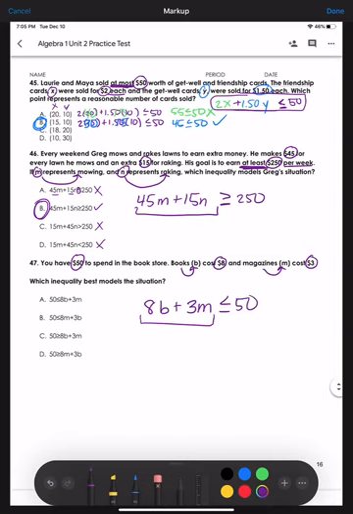So 8B plus 3M, actually these are flipped, so if I were to flip this, it would be 50 is greater than or equal to 8B plus 3M. So 50 is less than, this means I'm spending more than I have, that's not true. 50 is less than, once again not true. 50 is greater than or equal to 8B plus 3M, that looks right, C.